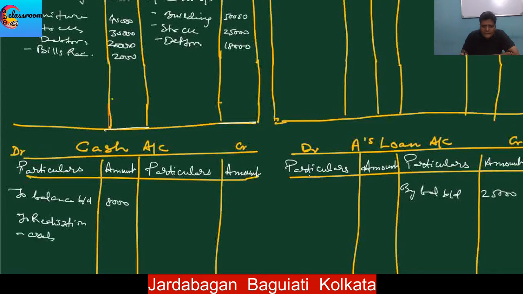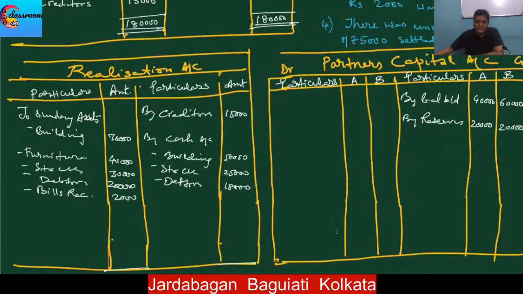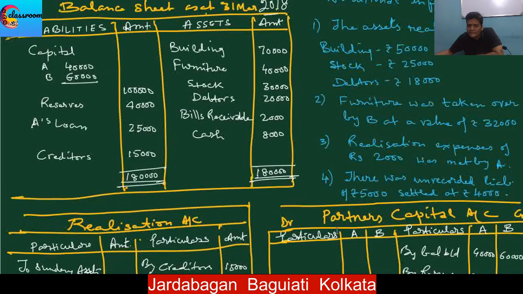This is what assets realized. The total amount is 93,000, which is against building, stock and debtors. Then let us look at the next adjustment. Furniture was taken over by B at a value of 32,000.